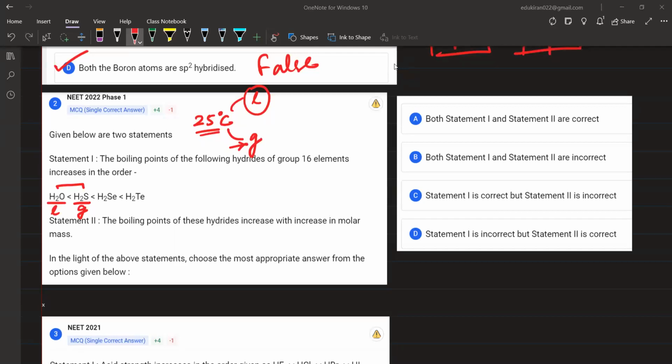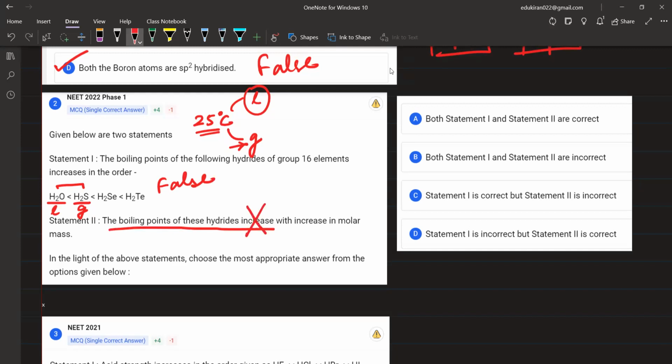Yes or no? Please tell me. Yes, sir. Now answer me, guys. This is a true statement or false statement? The statement 1. So false. All of you can see that. If you have any doubt, please let me know. This is a false statement. Now, if this is a false statement, then obviously the reason will be false. The boiling point of these hydrides increases.